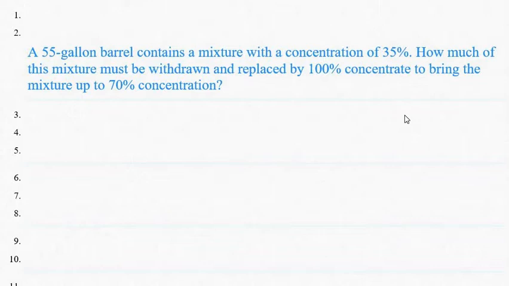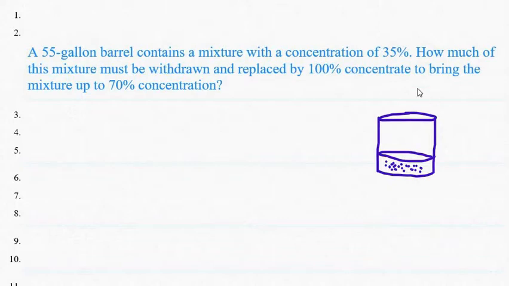Okay. So if you can imagine, we have a barrel. We should always draw pictures, or at least I try to attempt to. We've got a 55-gallon barrel, and it contains a mixture with a concentration of 35%. So 35% of this stuff, whatever this is. Now let's say the barrel's full. But we're going to replace this. It's asking how much of this do we need to take out of the barrel.